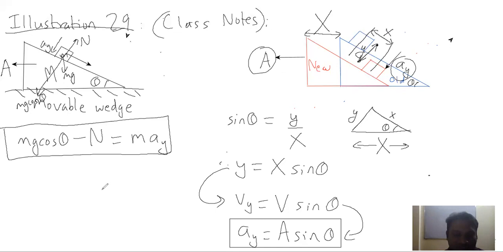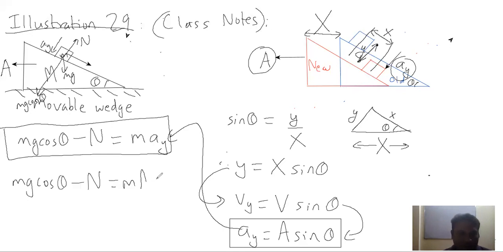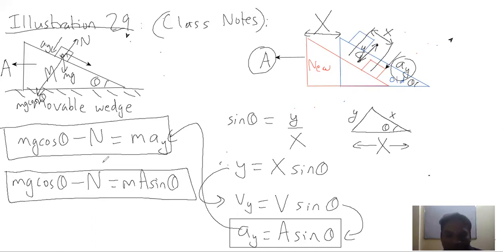Finally, if I consider the Newton's law equation on the wedge, what will be the equation? First of all, let us substitute this value of ay. So mg cos theta minus normal reaction is m into A sine theta. This is the Newton's law equation on the block of mass small m. The other equation is N sine theta equals mass of wedge into acceleration. How do I get it?